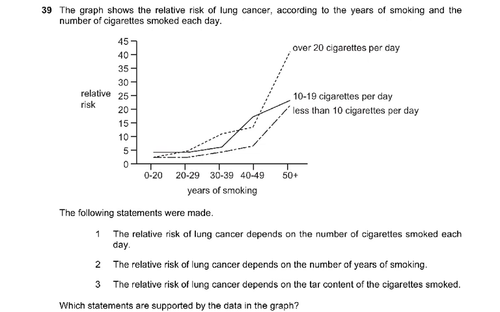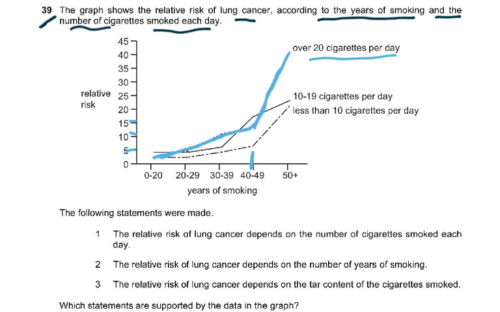Now, another very tough question which you all find a little difficult. The graph shows the relative risk of lung cancer according to the years of smoking and the number of cigarettes smoked each day. If you look at these graphs, first try to understand what the graph is telling you. Over 20 cigarettes per day, the risk was 5, 10, 15. So risk was okay till 15, and then after 40 years of smoking, the risk seems to increase.